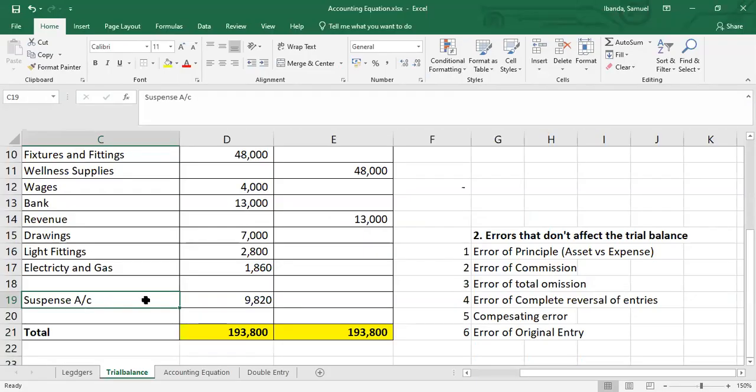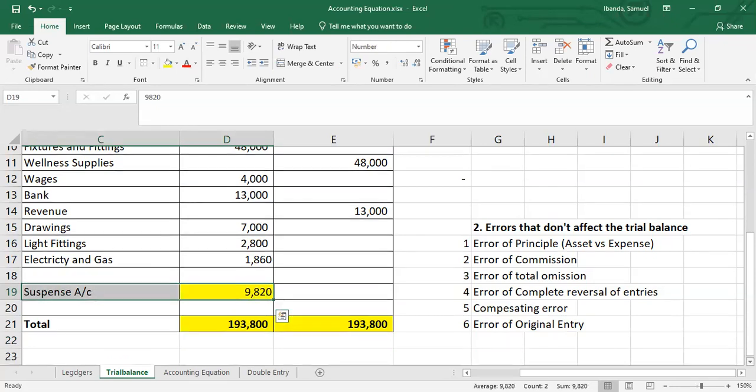So I said if your trial balance is not balancing, the first thing you do is to introduce a suspense account before you even start looking for the errors. The first thing you do is to introduce a suspense account. And the suspense account is the difference between the side that is higher than the other. So you put it as a cushion, you get it.